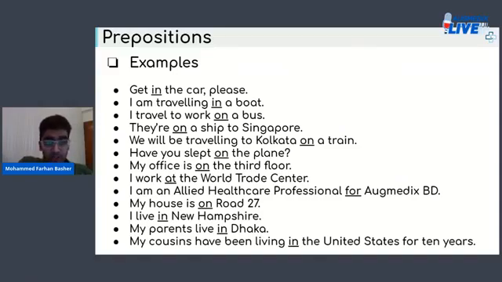We will be traveling to Kolkata on a train. And for trains as well, we go with the preposition on. We use the preposition on to locate our position inside a train. So we say on a train. We will be traveling to Kolkata on a train and not in a train.